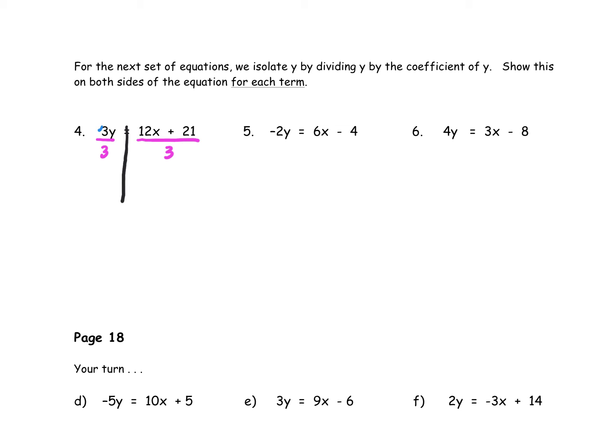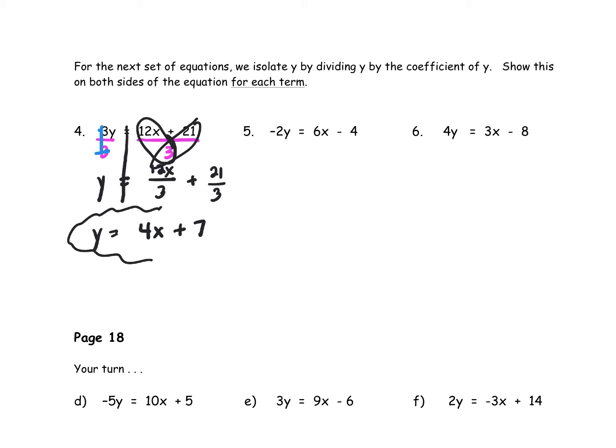So on this left side, we're kind of used to seeing this. So this is y equals, and now here's where it gets a little bit tricky. This is like having 12x divided by 3, because this number, the 3, divides that term, plus 21 divided by 3. So we have y equals 12 divided by 3 is 4. We just drop down the x along with it. And 21 divided by 3 is 7, so plus 7. So we now have this equation in slope-intercept form.